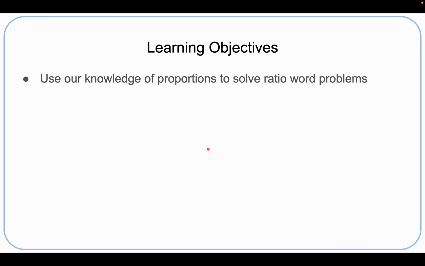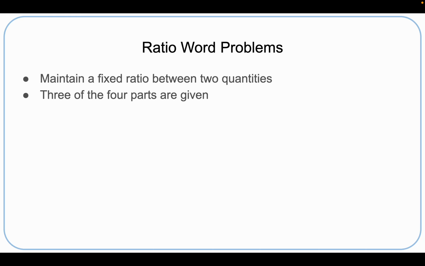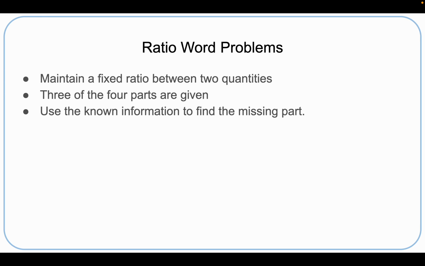Our learning objectives today are to use our knowledge of proportions to solve ratio word problems. And with ratio word problems, you want to maintain a fixed ratio between two quantities. And usually, as you read the problem, 3 of the 4 parts are given, and we want to use that known information to find the one missing part.